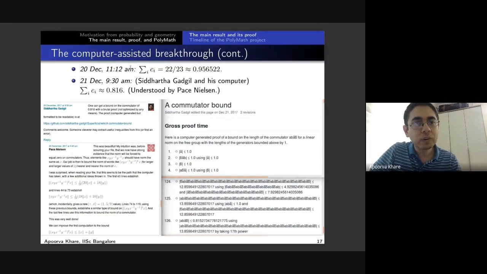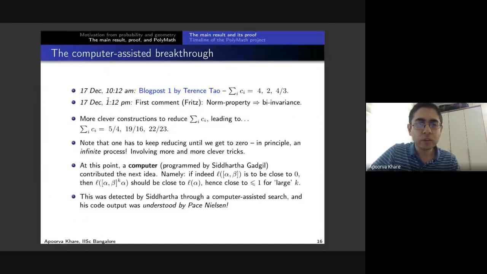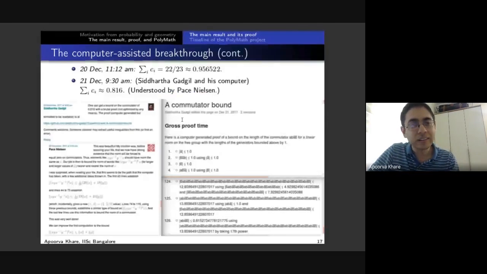So from 22 over 23, that happened on the 20th. Sorry, I should say the following. 19 over 16 maybe happened on the 17th of December. Then people tried to answer whether it works or not, find examples. They couldn't. So then they went on trying to do this. And this happened on 28 December in the morning. Somebody came up with an obscenely clever, incredibly hard trick to come up with this number. But then for 24 hours, nobody else came up with anything in the world on that blog.